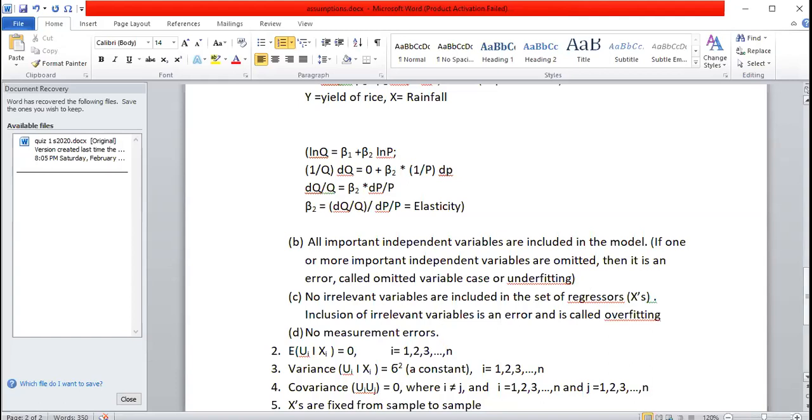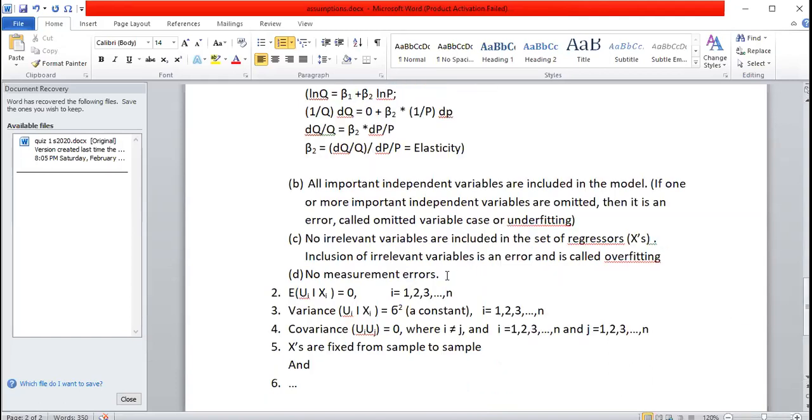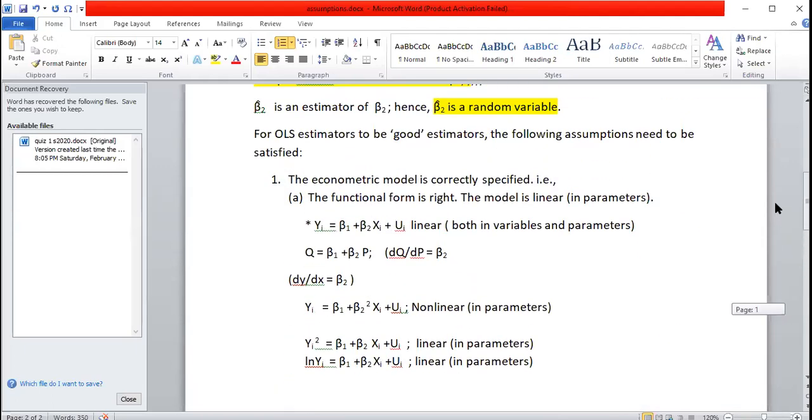If you are measuring some variables but you are making mistakes in measuring, that will be an issue. Anyways, basically first three, functional form should be right. Whatever the actual functional form is, you have to include that in the model.